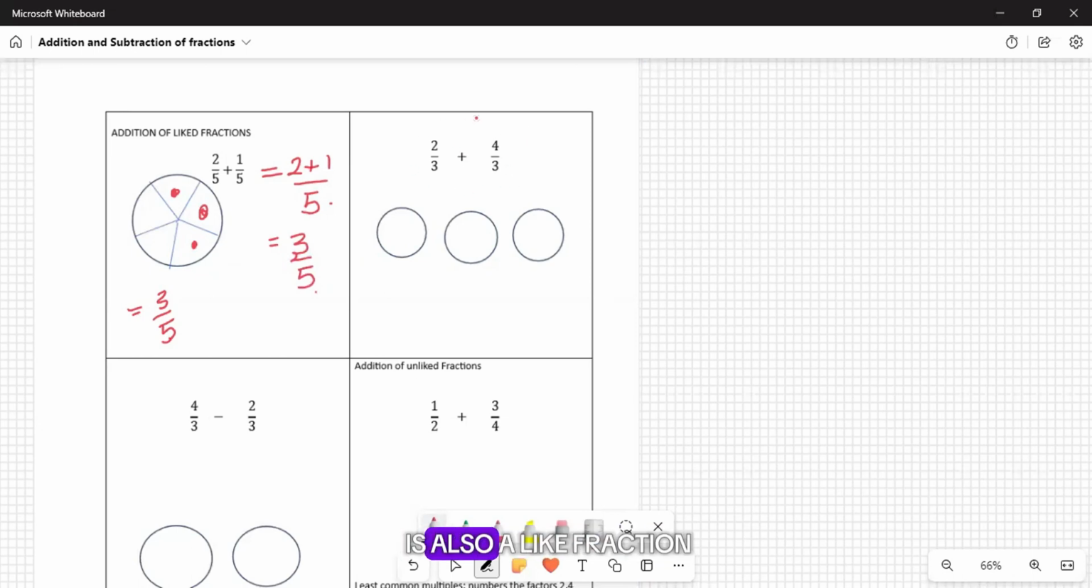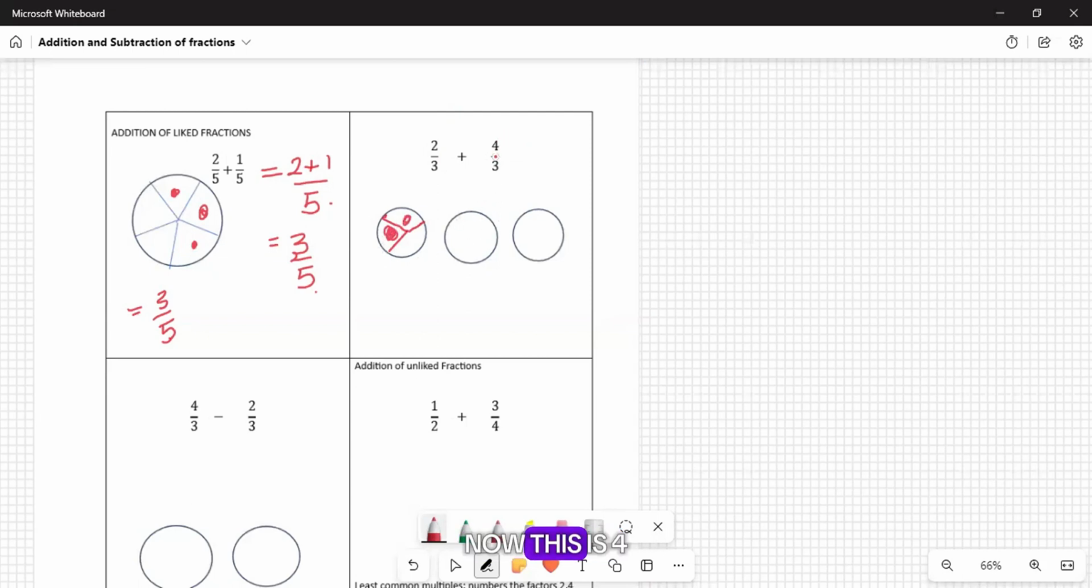Let's come here. This is also a like fraction, but then we have one portion being a proper fraction and the other one is an improper fraction. Please, if you don't understand the nature of the fractions, you can refer to my videos on proper and improper fractions. So this is a proper fraction. So it means that it is an orange that has been divided into 3 equal parts and 2 portions has been taken.